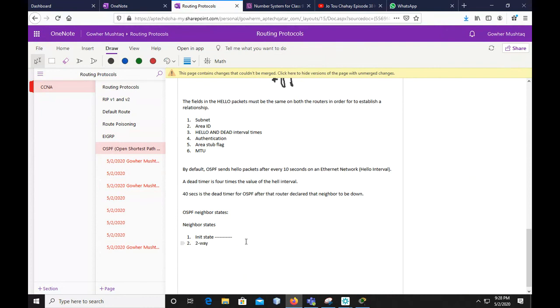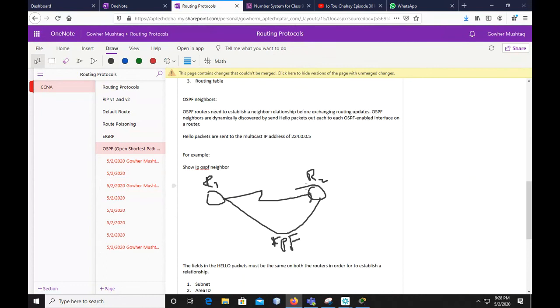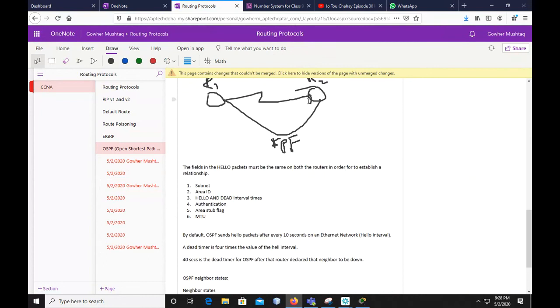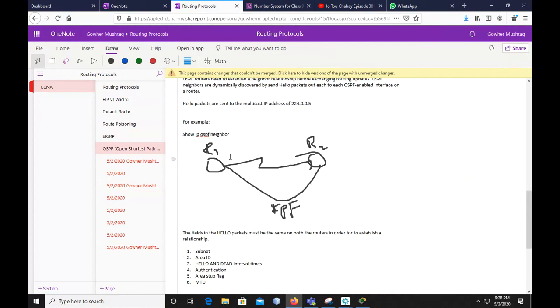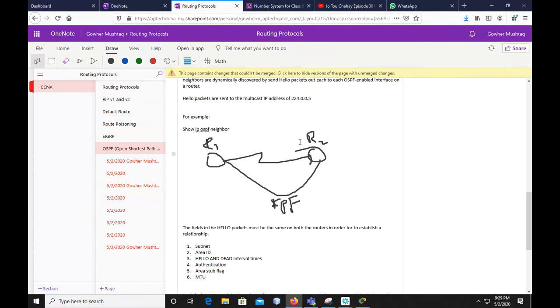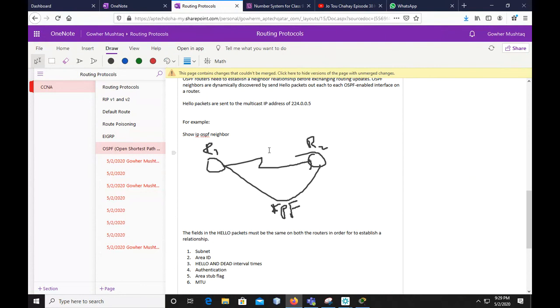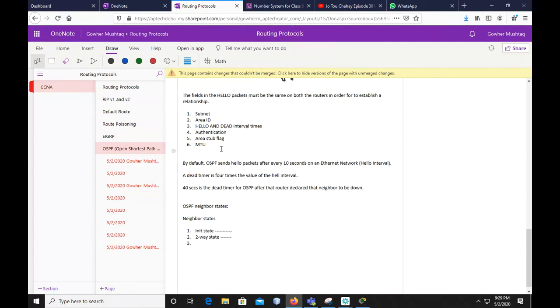Second is two-way state. What do you mean by two-way state? Now, two-way state is when the neighbor has received the hello. For example, R1 has sent the hello packet. Now R2 has received the hello message and replied with a hello message of its own. You understand? So when R1 is in init state, a hello packet has just been sent. R2's two-way is when R2 receives it and sends the hello message back to R1. That is two-way state. You understanding? Yes. Then ExStart state.